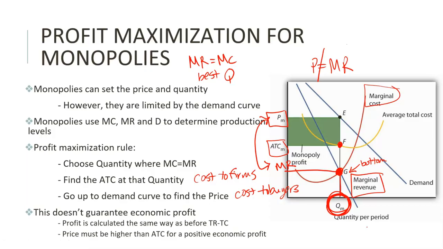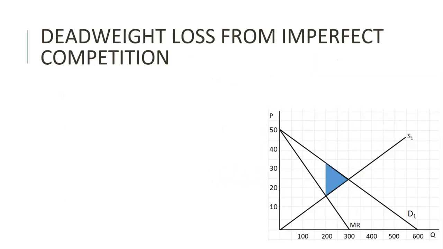And if they want a positive economic profit, price has to be higher than average total cost. We're also going to see that this is going to cause a deadweight loss. So any type of imperfect competition, because they can raise prices only through reducing quantity. So raising prices means less quantity. So it's not just that there's a higher price, it also means there's less being produced. Because if they didn't lower production, they wouldn't be able to sell it all.